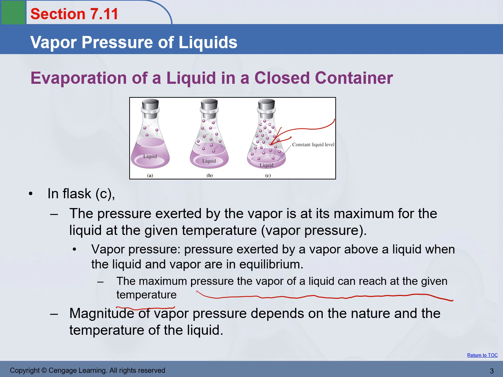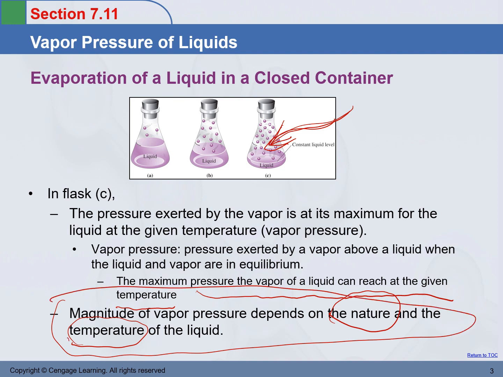Well, how much can you get? What will be the value of a vapor pressure? The magnitude of vapor pressure depends on the nature of the liquid and the temperature of the liquid. So two factors decide what the pressure can eventually reach in flask C. It's decided by the nature of the liquid. Different liquids may have different vapor pressures, and it also depends on the temperature. The same liquid at different temperatures will have different vapor pressures. So we're going to talk about this in detail. We're going to talk about the temperature first.